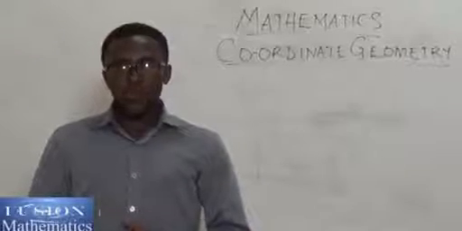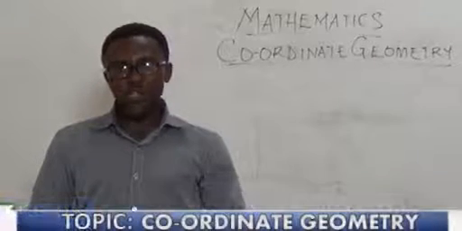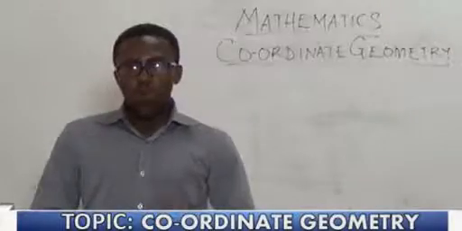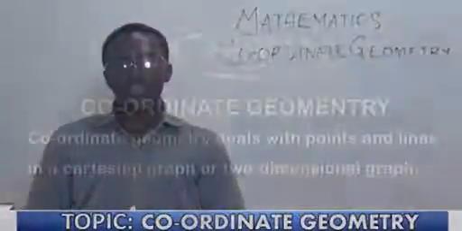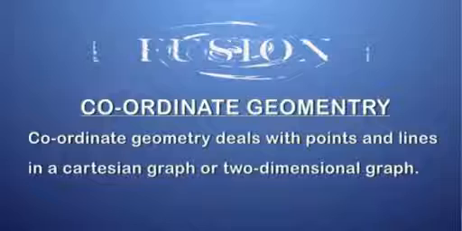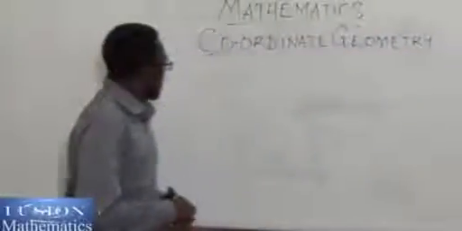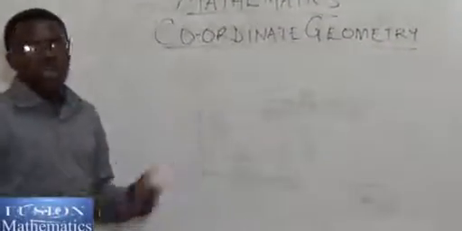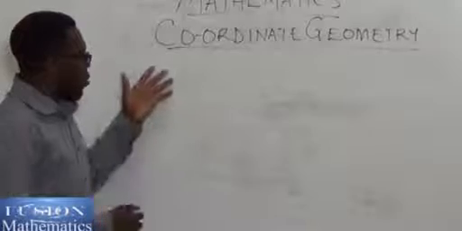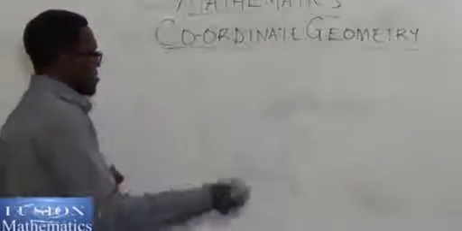Today I'll be taking a topic called coordinate geometry. Coordinate geometry deals with points and lines in a Cartesian graph or a two-dimensional graph. Now, in a two-dimensional graph, we have the y-axis and the x-axis.